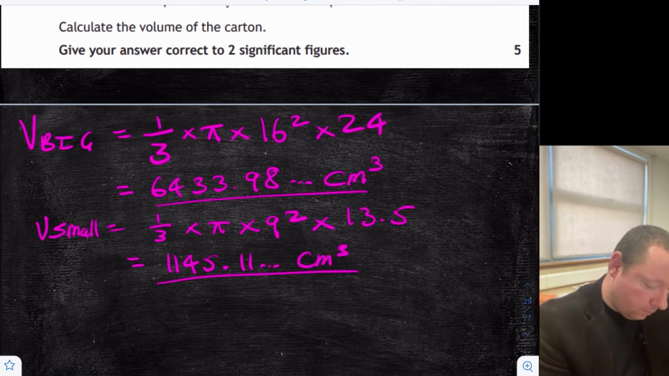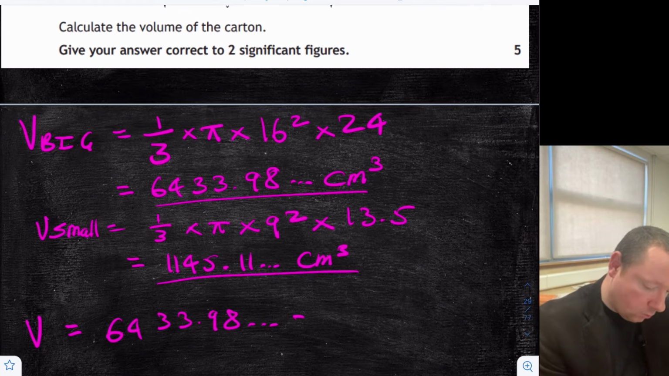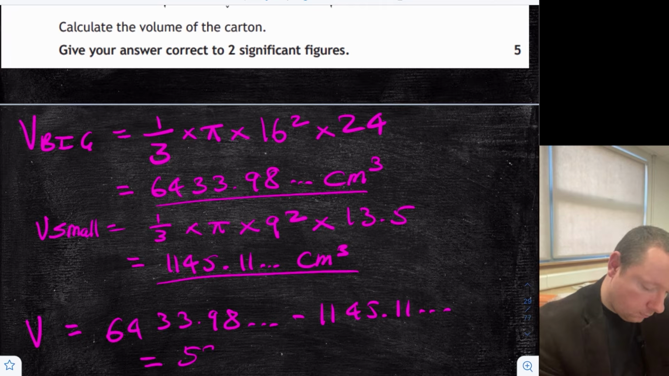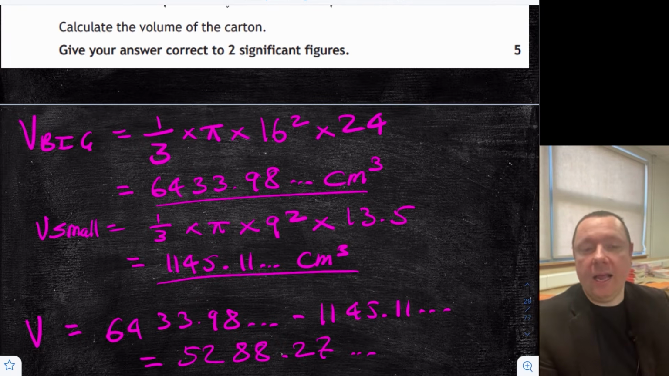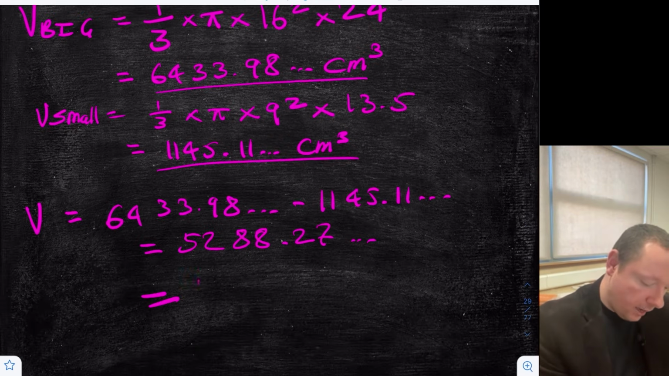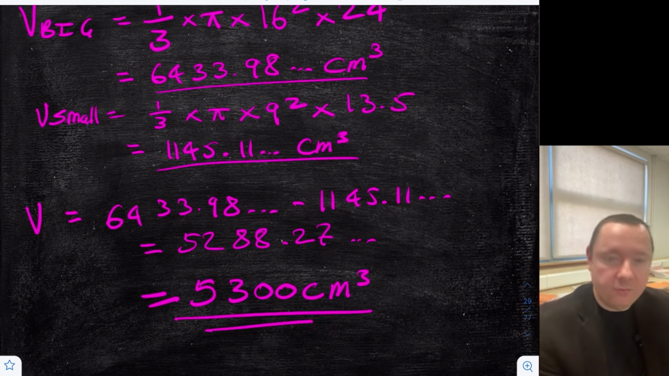So our volume is equal to 6433.98 minus 1145.11. And that gives us, using the unrounded figures to take away, 5288.87. And then we get, for rounding, our final mark, 2 significant figures it says. So that equals 5300 units, centimeters cubed, for 5 marks.